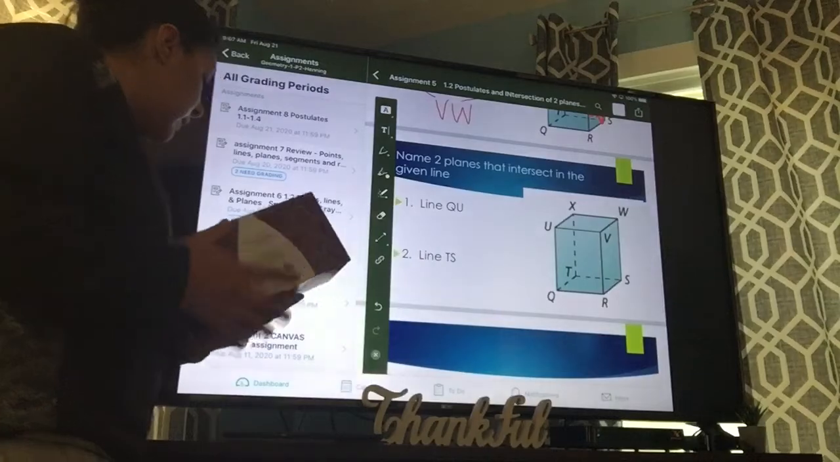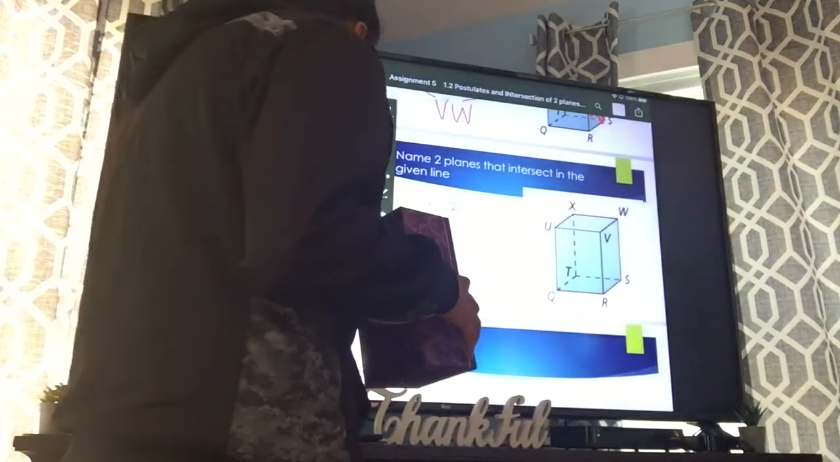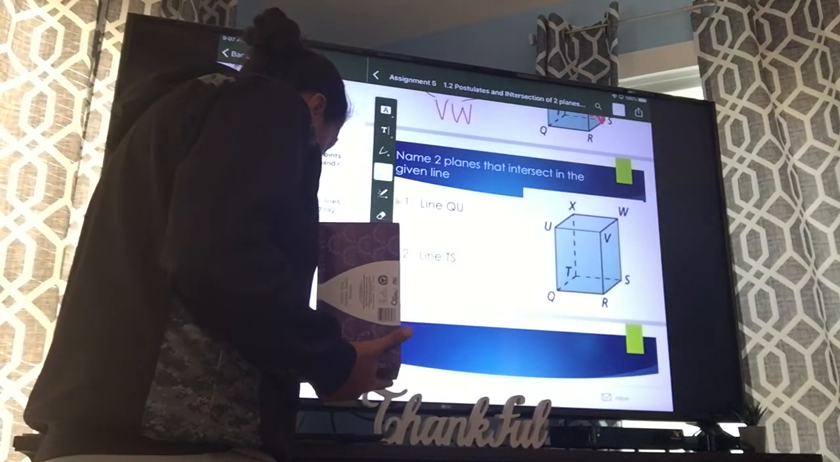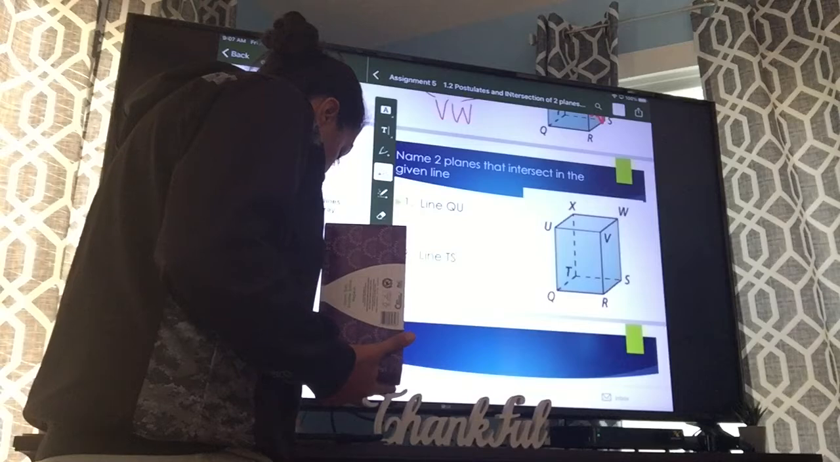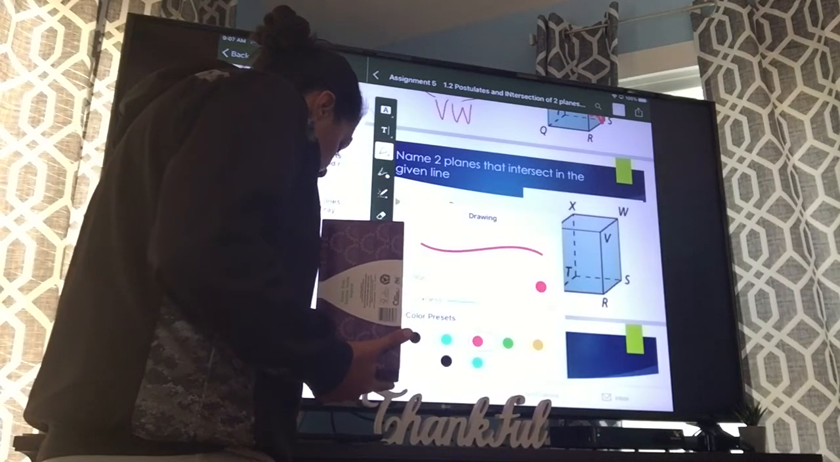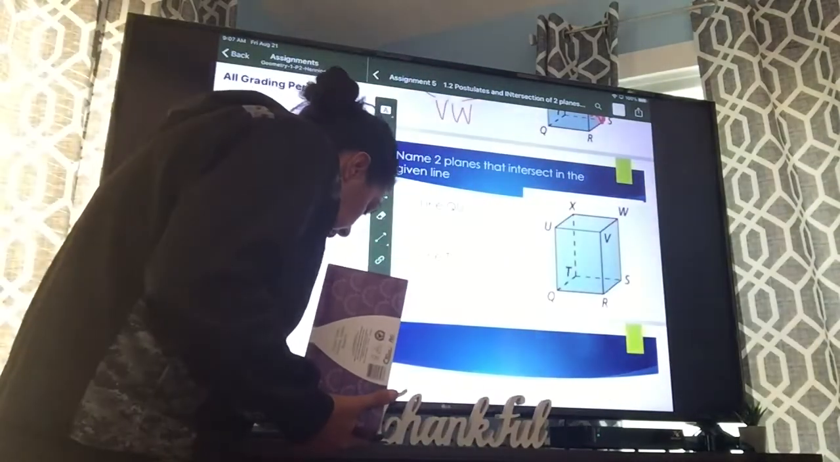Okay, and we got another one. So name two planes that intersect the given line. Line QT. So we got line QT. And this is the same question, it's just instead they're giving you the line rather than the planes. Okay, so we got line QT.